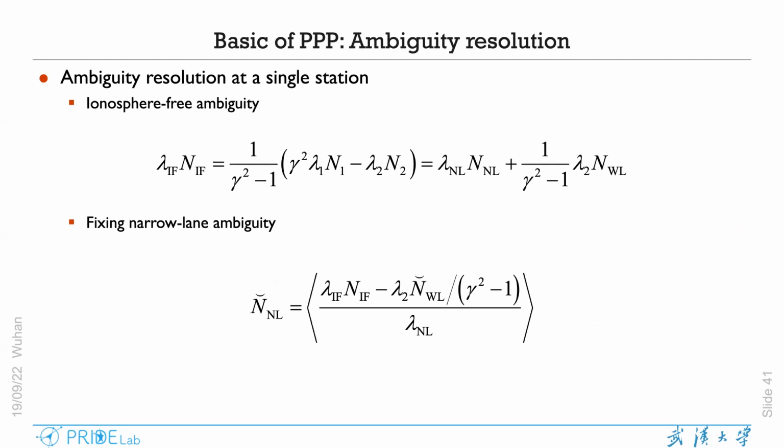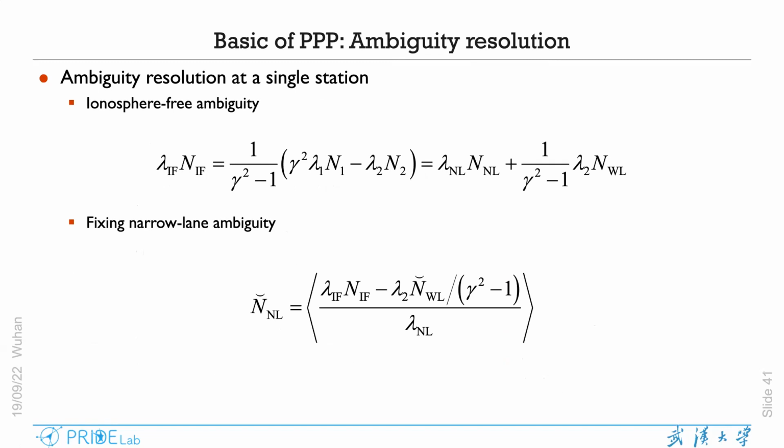this is for the narrowing ambiguity resolution. So after we fix the widening, we can introduce the widening ambiguities into our ionosphere-free ambiguities, and then we can recover the narrow ambiguity with the integer properties. So then in the next step, we can use the lambda method or integer rounding operation to identify the integer quantities of the narrowing ambiguities.